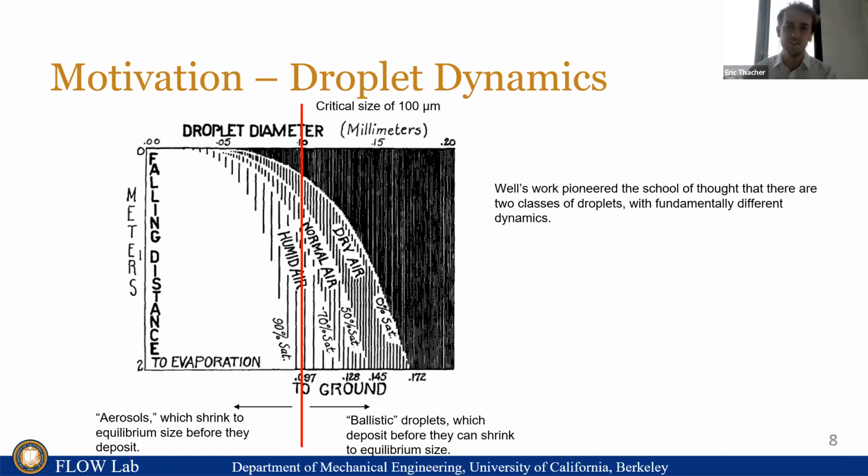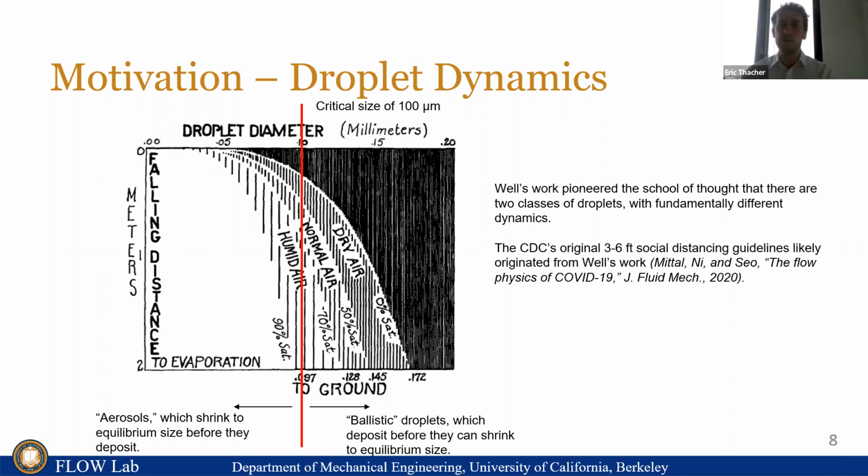So again, the characterization between aerosols and ballistic droplets persisted for a long time and is still present in the literature today. And there's at least some reason to think that the CDC's original 3 to 6 foot social distancing guideline originated from this work. Kind of, maybe it's a guideline used to separate yourself from ballistic droplets.